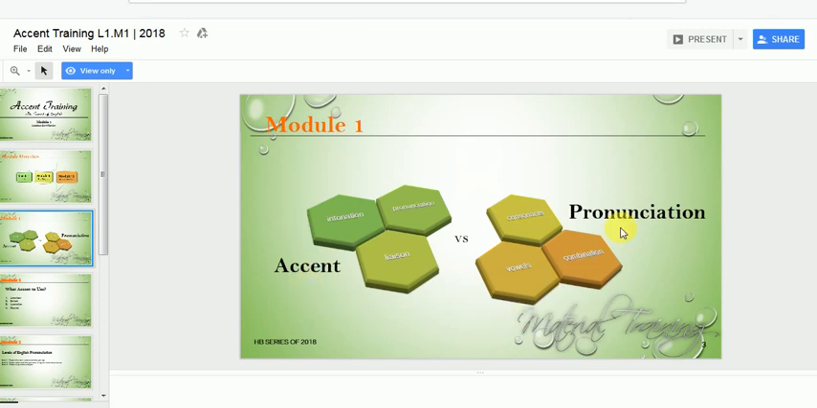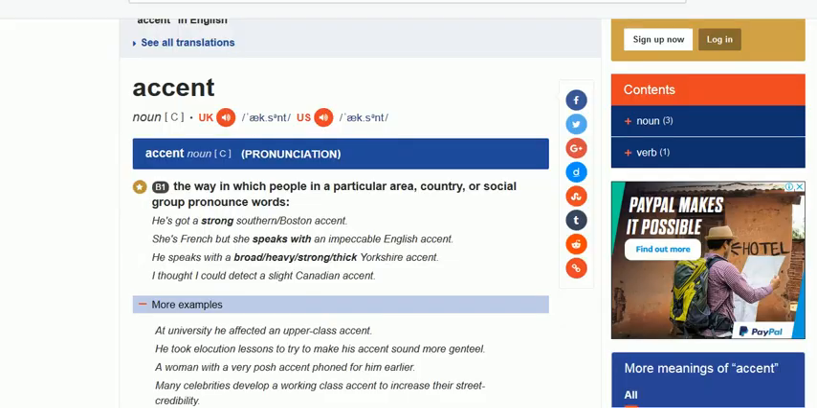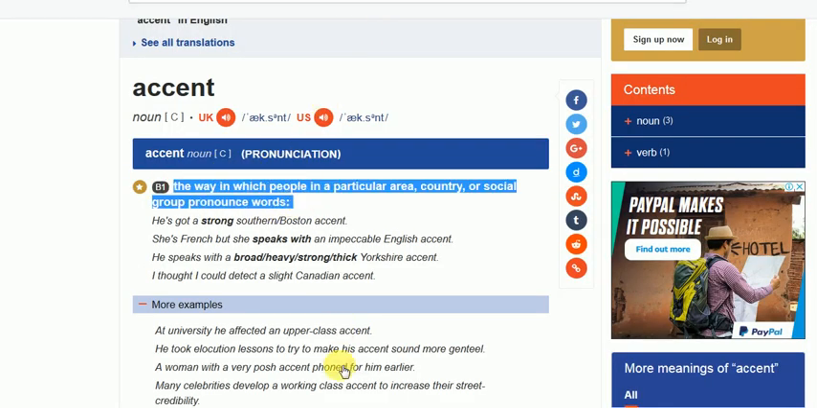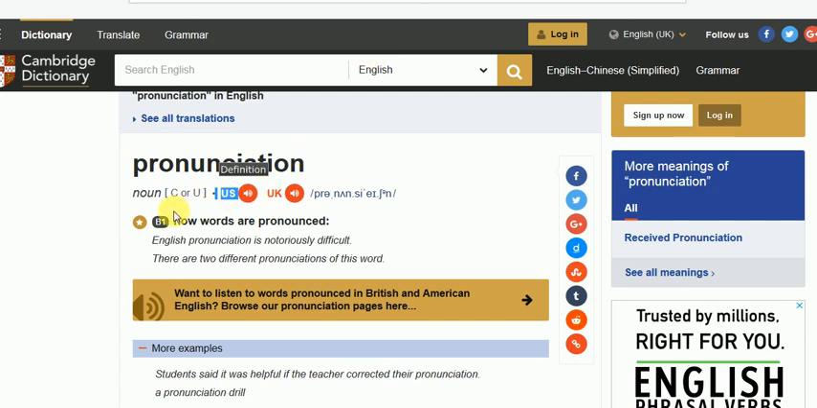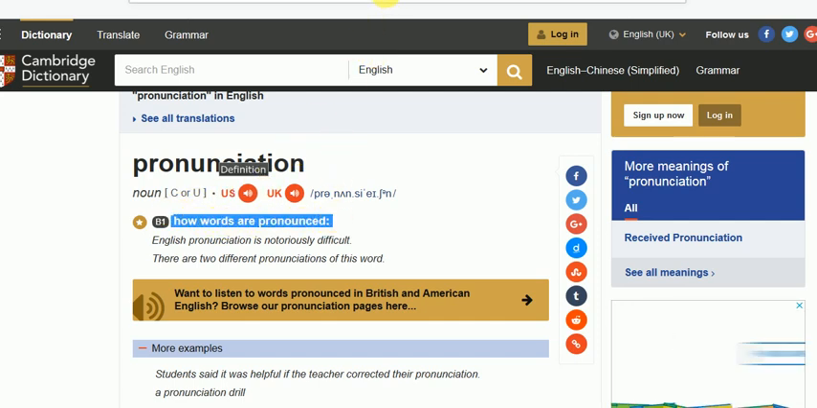Accent versus pronunciation. Let's first check their meaning in the dictionary. Accent, according to Cambridge, means the way in which people in a particular area, country, or social group pronounce words, whereas pronunciation means how words are pronounced. By definition, they are different.